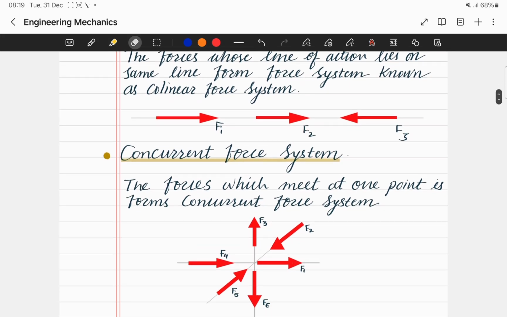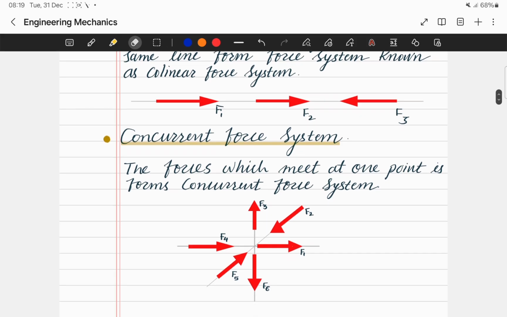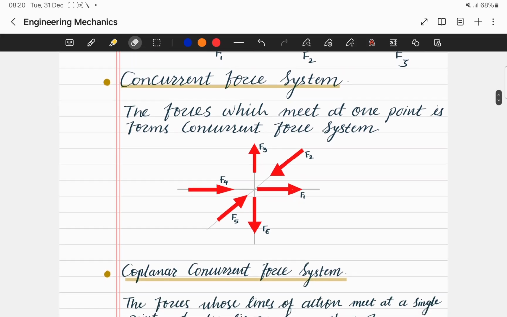Then after that, concurrent force system. If all of the forces which are acting are meeting at one point, without giving consideration to their direction, if they are acting only on one point, then the force system which is formed is nothing but the concurrent force system. The forces which meet at one point form a concurrent force system.